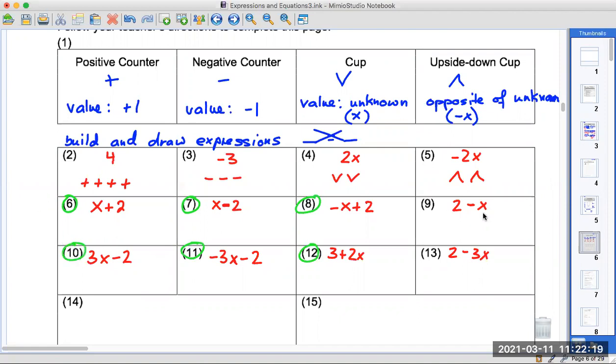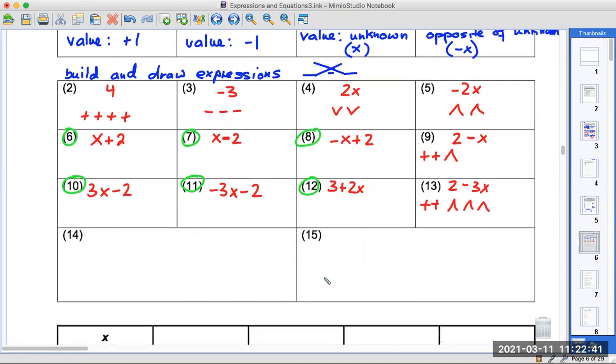And I'm going to just do this one. So 2 is a number that's positive 2. There's no sign, it's assumed to be positive, and 1 negative counter. 2 is positive and 3 negative counters. That's what that would look like. And you do the rest.